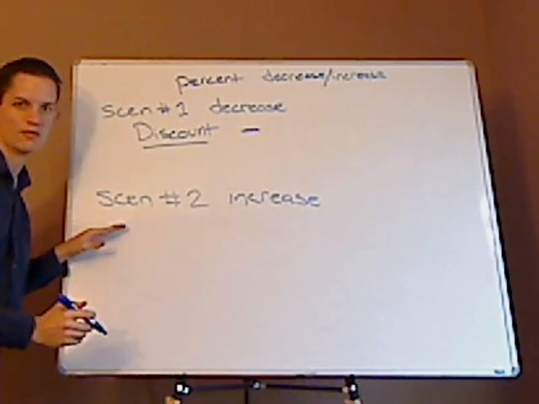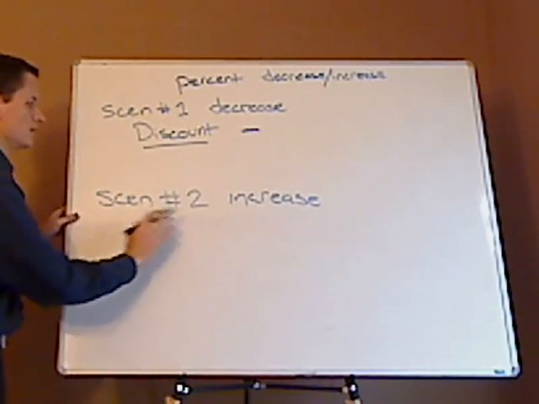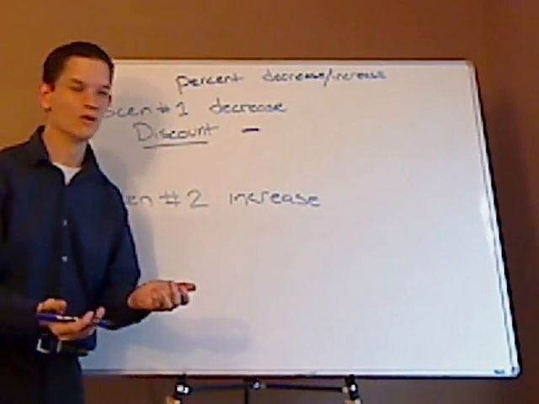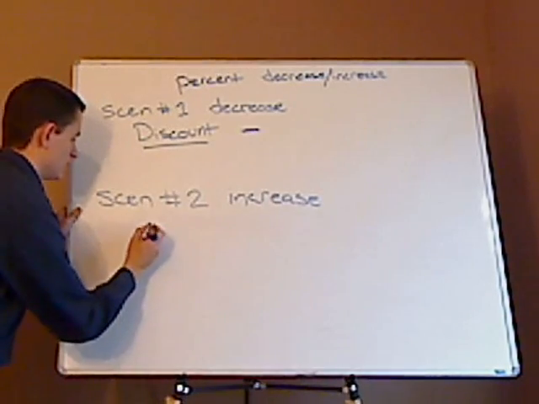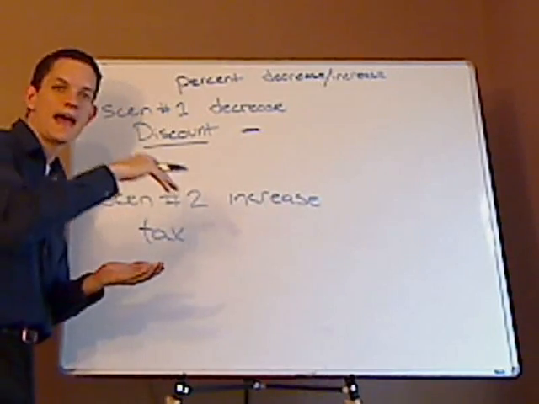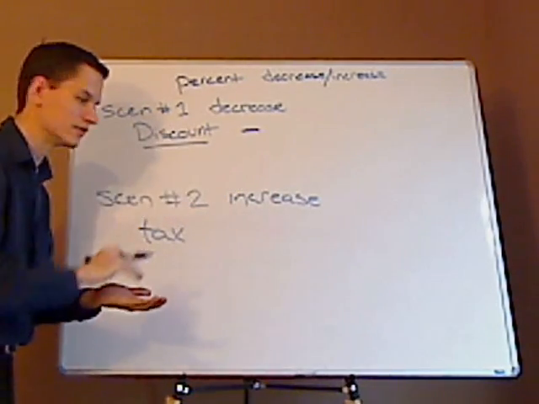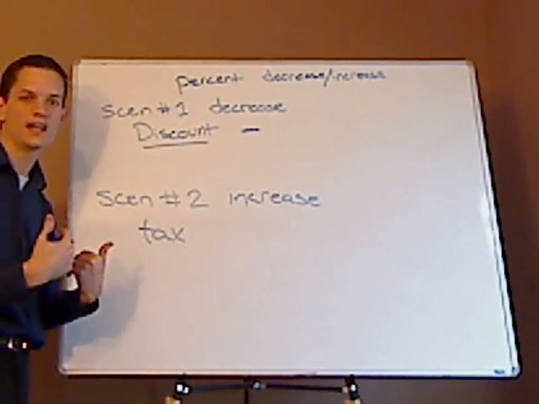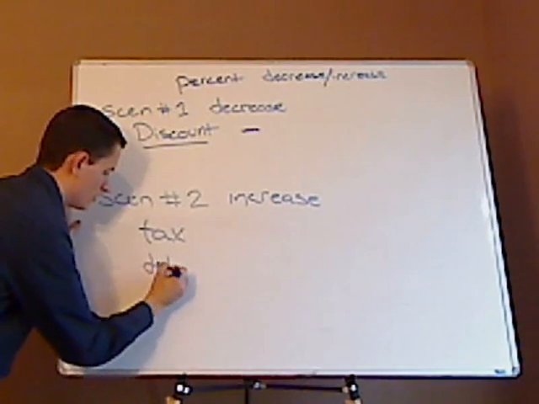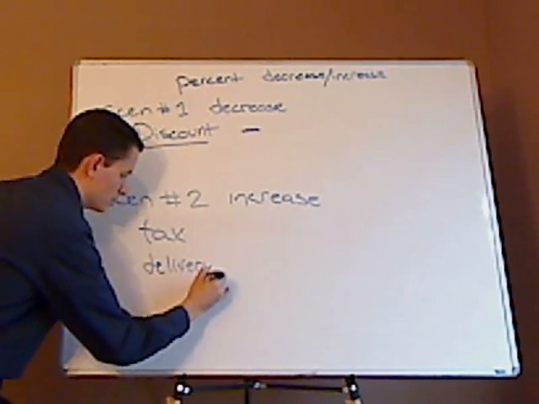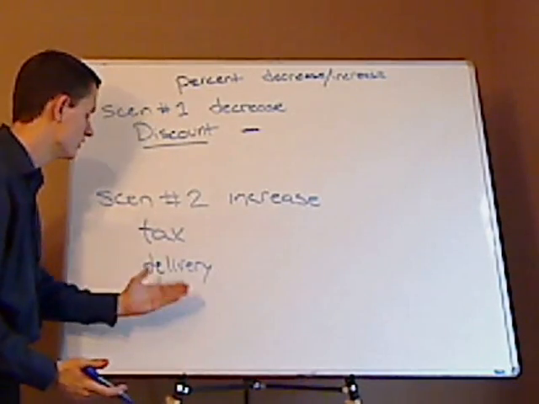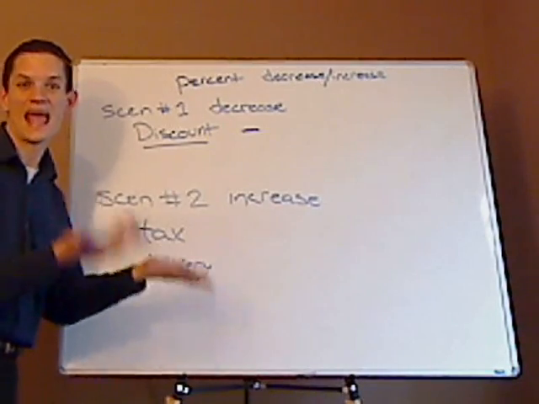Now let's go to scenario number 2 real quick, and then I'll show you how to set these up. Is an increase percentage? Well, where do I see that? Well, pretty much everywhere. Tax, sales tax, wherever they add a percentage increase. So like a delivery charge. They charge a delivery fee of 30% of the costs. Well, right there, delivery, it's a charge, it's being added to.